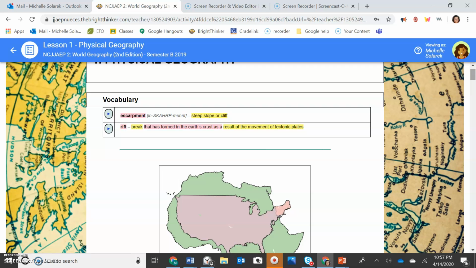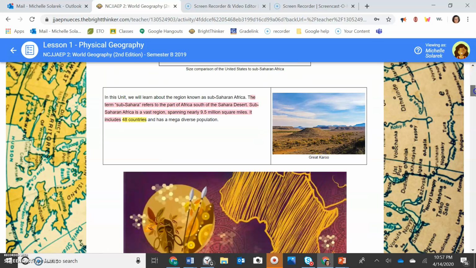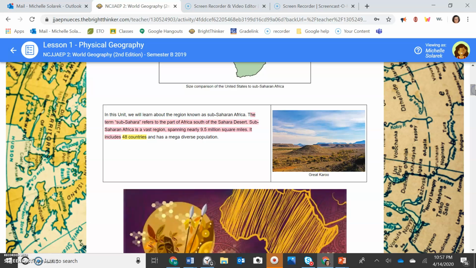Okay, so what is an escarpment? An escarpment is a steep slope or cliff. What is a rift? A rift is a break that has formed in the Earth's crust as a result of movement of the tectonic plates. So let's look at the yellow part. Escarpment, steep slope. Rift, break as a result of movement. Okay. So now let's take a look at what we're looking at.